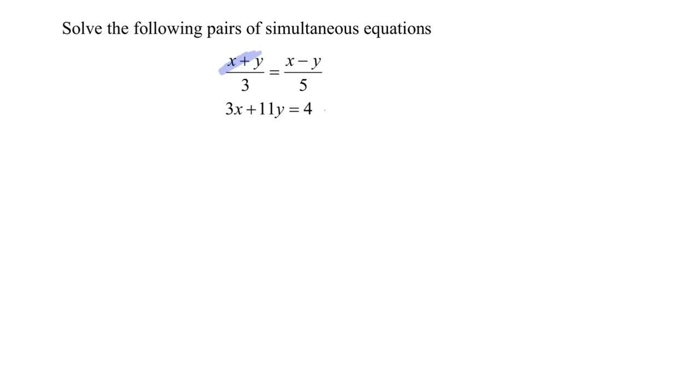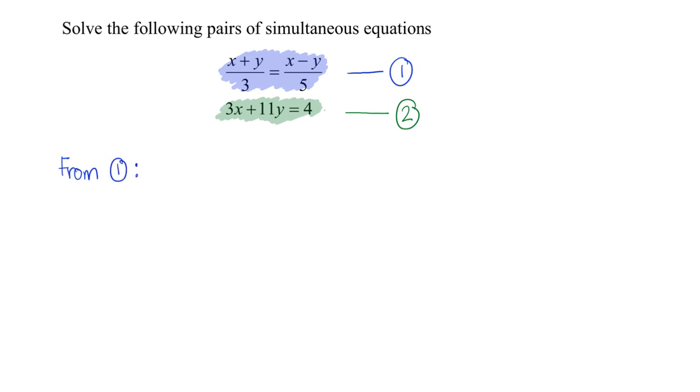So I will have my first equation here, equation 1, and my equation 2. Okay, well, I look at equation 1, pretty complicated, huh? There's fractions, right? So from 1, I'm going to simplify it further so that I do not have any more fractions.